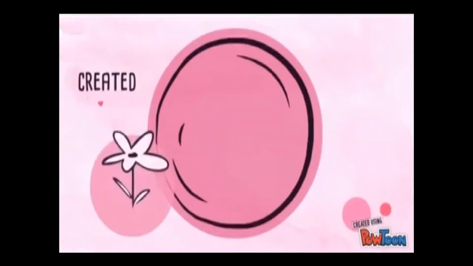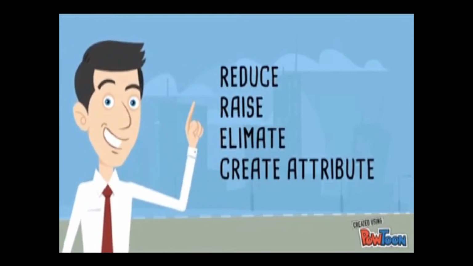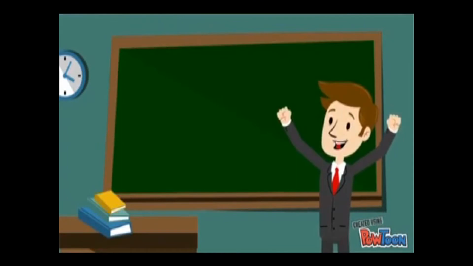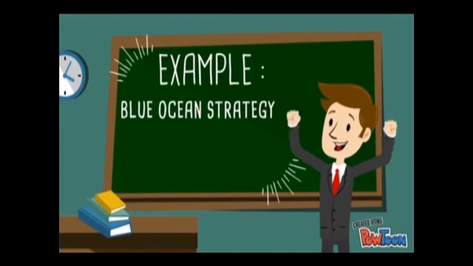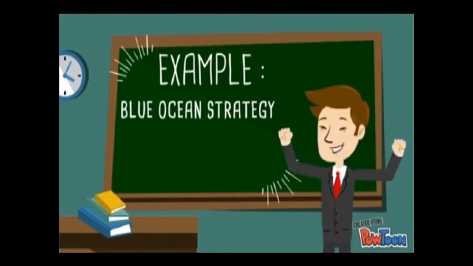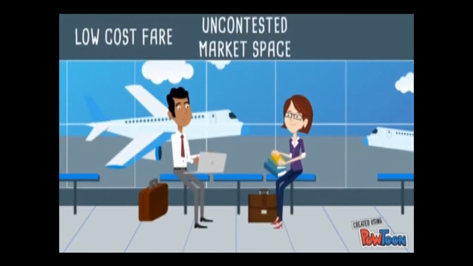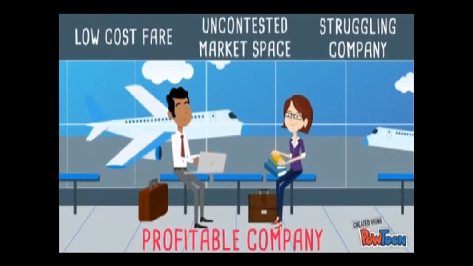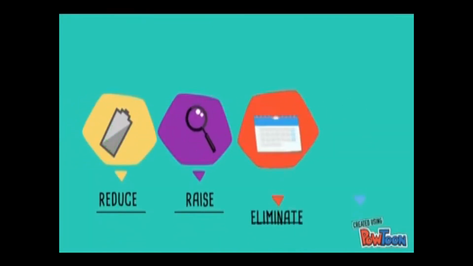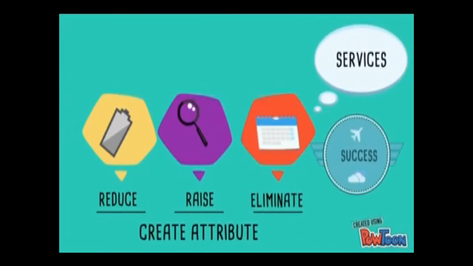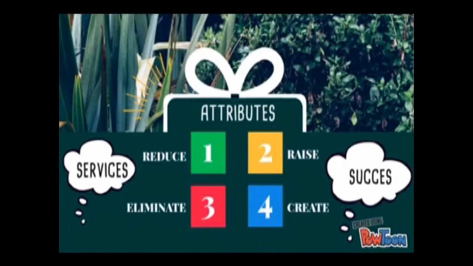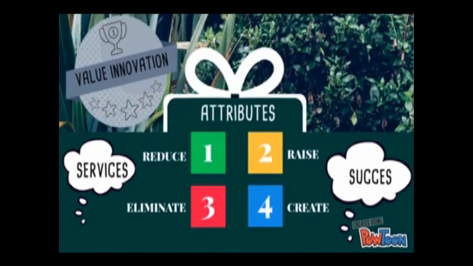After that, you will create the four actions framework, the framework of reduce, raise, eliminate, and create attributes. I will show you a simple example of how Blue Ocean strategy uses the four actions framework, which is the AirAsia company. AirAsia first introduced low-cost fares in Asia. Its founder saw an uncontested market space in the airline industry and turned a struggling company into a profitable one. This company reduced, raised, eliminated, and created attributes in their services and succeeded. This created a value innovation proposition for the target market.